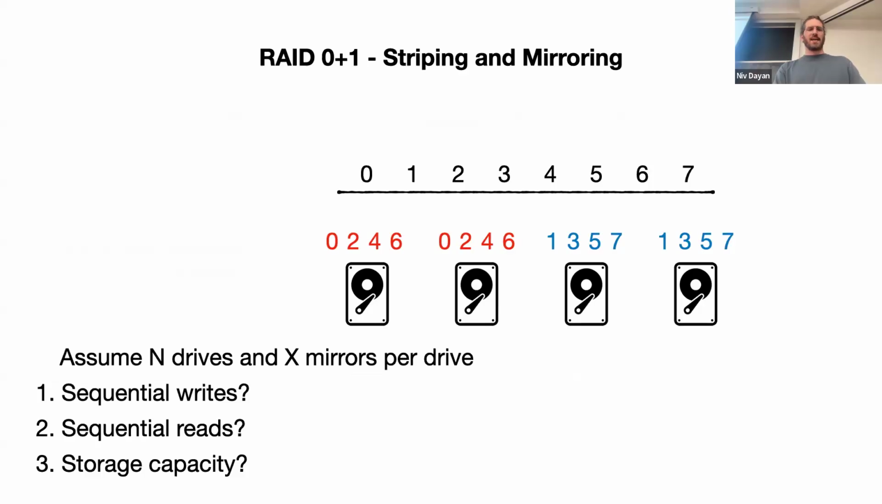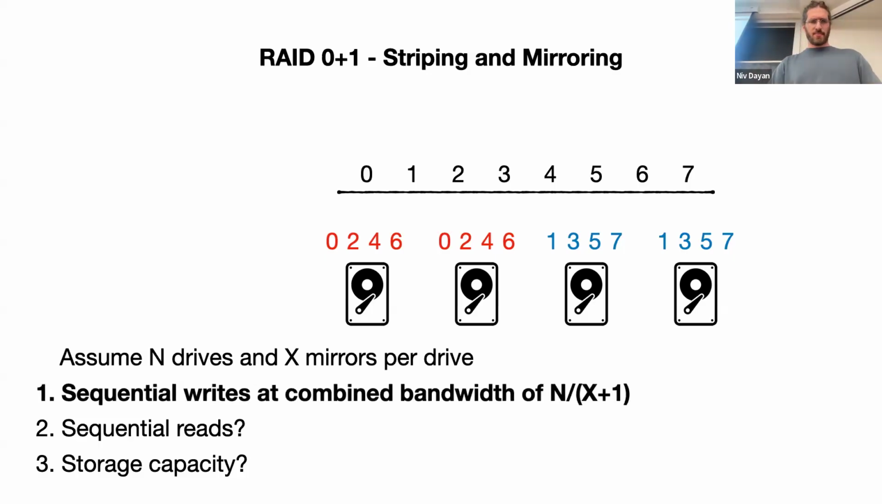So let's assume we have n drives in our system, and let's assume that there are x mirrors per drive. If x is equal to 0, we basically have pure striping, but if x is equal to 1, we have duplication for each drive across one drive. So I'll just give you some of the answers.